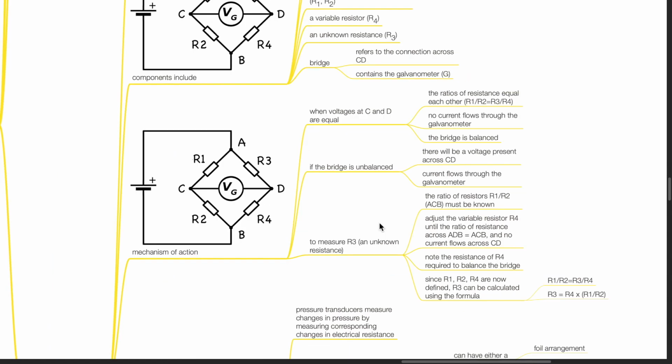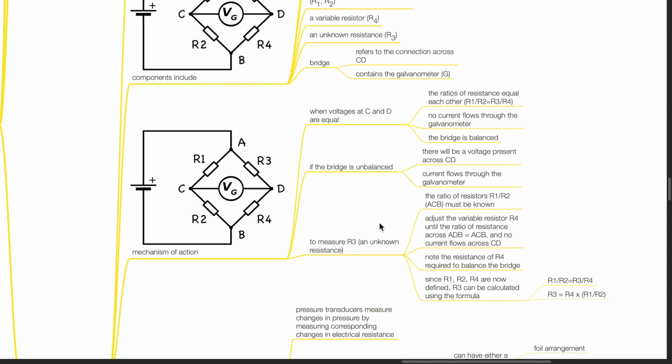Mechanism of action. When voltages at C and D are equal, the ratios of resistance equal each other. R1 divided by R2 equals R3 divided by R4. No current flows through the galvanometer and the bridge is balanced. If the bridge is unbalanced, there will be a voltage present across C and D. Current flows through the galvanometer.